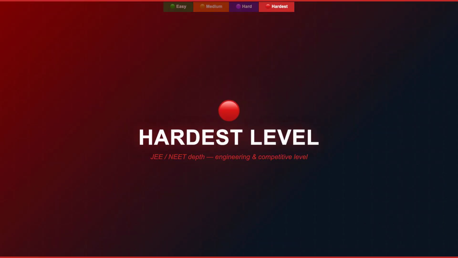All right, GATE aspirants, get ready for the ultimate challenge. In this hardest level, we'll connect the equilibrium constant to thermodynamics, explore its temperature dependence, use the reaction quotient, and look at real-world industrial applications.